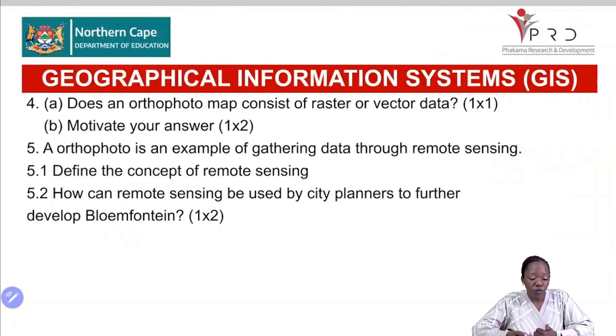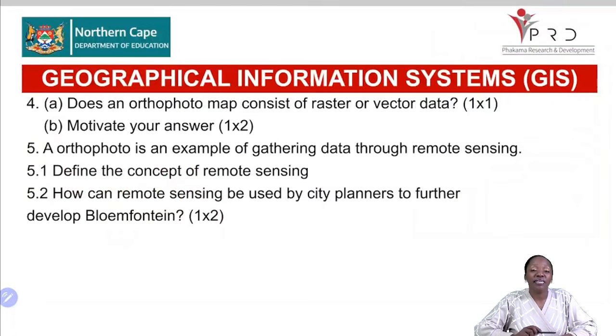question number 4. In our question number 4, so we've got 4. It's question 4A as well as question 4B. Then you have your number 5, which is 5.1 as well as your 5.2. All in all, you have your 4 questions displayed. So let us go through our question 4A.